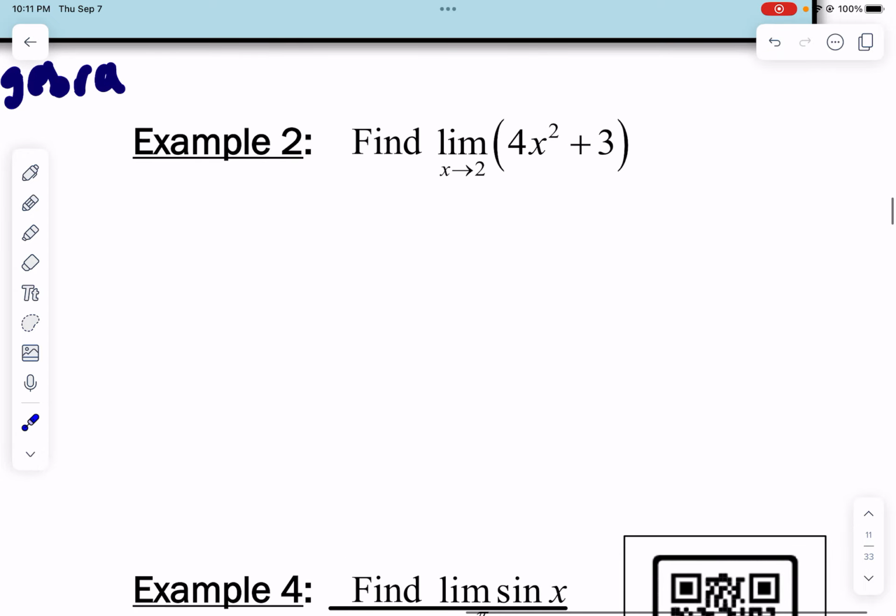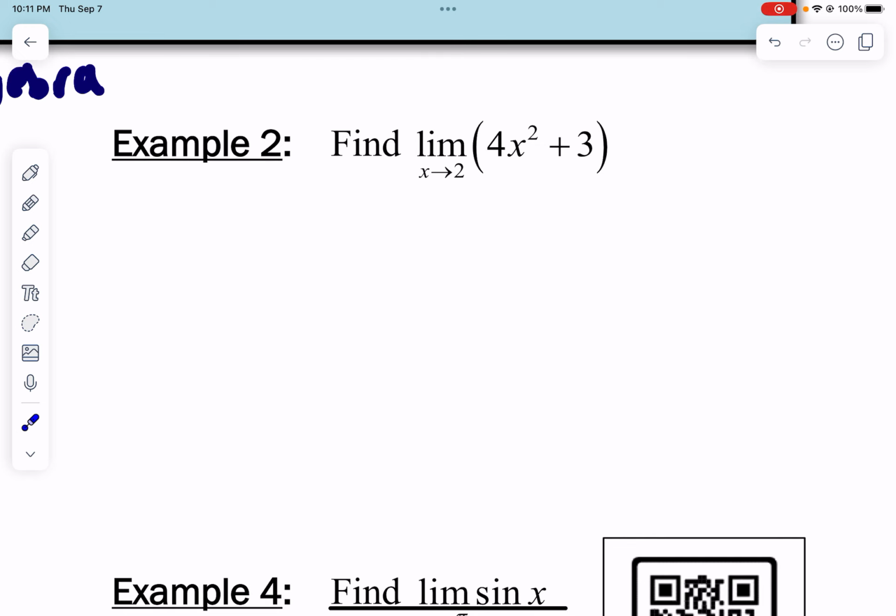In example number 2, they give you the limit as x approaches 2 of 4x squared plus 3. There are different ways to approach this problem. For right now, at this point, I want to just go step by step. But at some point, we'll be able to just directly plug in our x value. But for right now, I want to go step by step, just to make sure that we're following our limit properties. So for this one, I'm just going to rewrite the limit they gave us: 4x squared plus 3. Awesome.